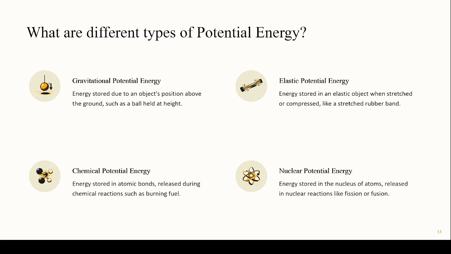We just saw that bow and arrow, or a stretched rubber band. So energy stored in an elastic object when that elastic object is stretched or compressed. Cool. Then it will store energy which is called elastic potential energy. So gravitational potential energy, elastic potential energy. The third one is chemical potential energy.